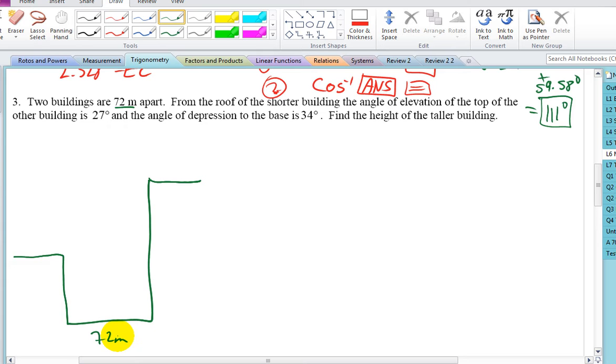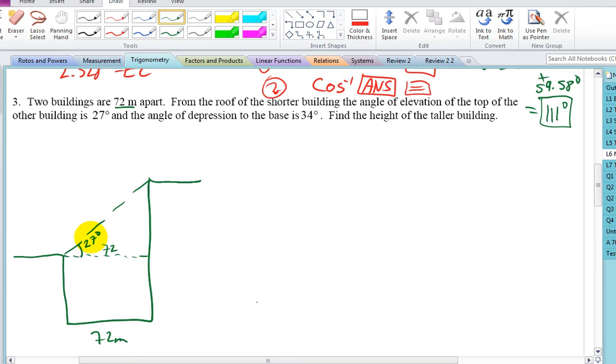Now the dimension on the ground, we're not dealing with the Leaning Tower of Pisa, so the distance between them on the ground is the same as the distance between them in the air. That's a key point. Those two distances are the same. Now it says from the roof of the shorter building, the angle of elevation to the top is 27 degrees. The reason I drew that distance between the buildings in the air is because this is where we're going to do all our work. This here is 27 degrees, angle of elevation.